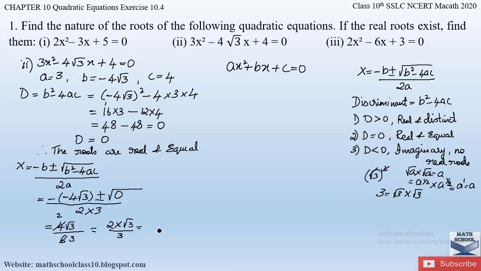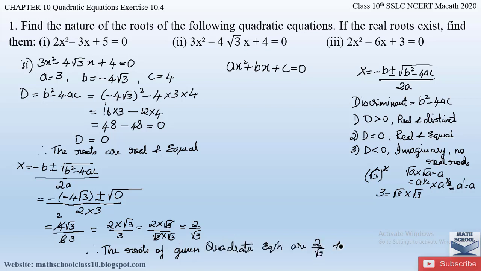Okay, so this can be written as 2 into root 3 divided by, now 3 we will write as root 3 into root 3. Numerator root 3 and denominator root 3 will get cancelled, and you will be left with 2 divided by root 3. Now since the discriminant is 0, the roots will be same, real and equal. Therefore the roots of the given quadratic equation are 2 by root 3 and 2 divided by root 3.